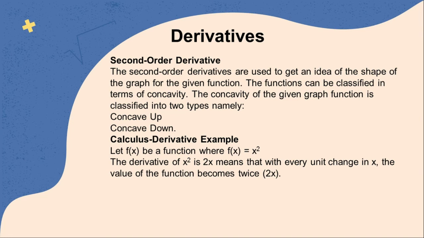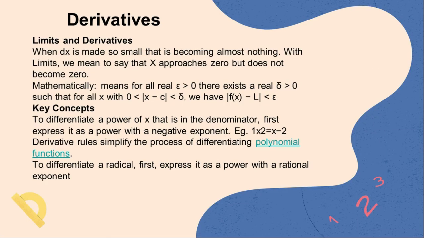Calculus derivative example. Let f of x be a function where f of x equal to x squared. The derivative of x squared is 2x, meaning that with every unit change in x, the value of the function changes by 2x.